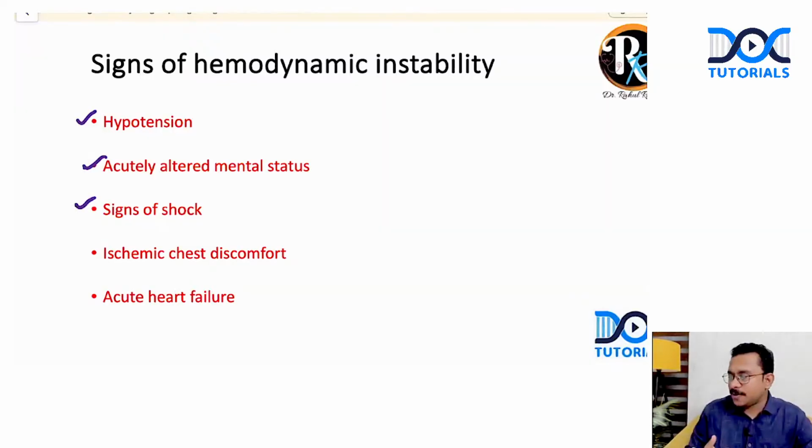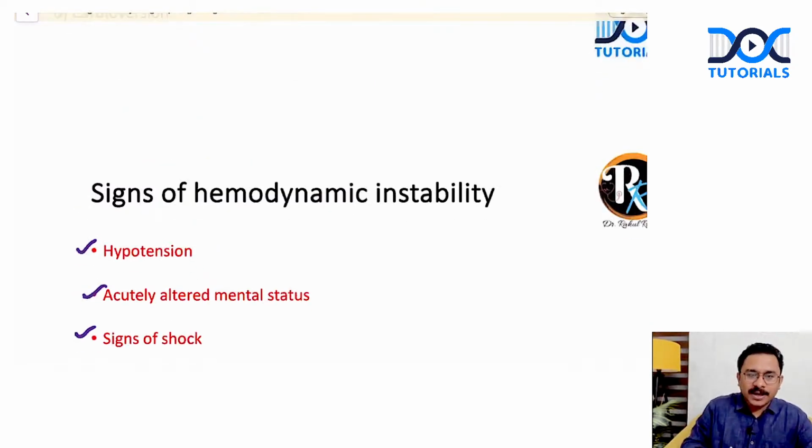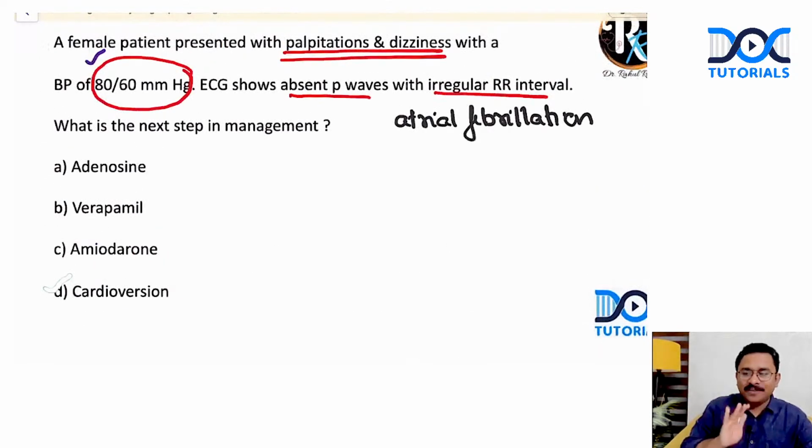Signs of shock. Can any one of my children in the comment section tell me what is the sign of shock that I am talking about? Cold, clammy extremities. Then ischemic chest discomfort, because of the ischemia the patient can have chest pain, and acute heart failure. These are the important signs of hemodynamic instability. If you have any of these signs of hemodynamic instability, go for cardioversion. So always remember this: if the patient is in shock, you have to shock the patient. Remember this once again: if the patient is in shock, you have to shock the patient.